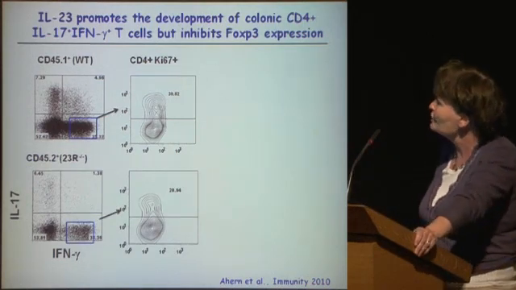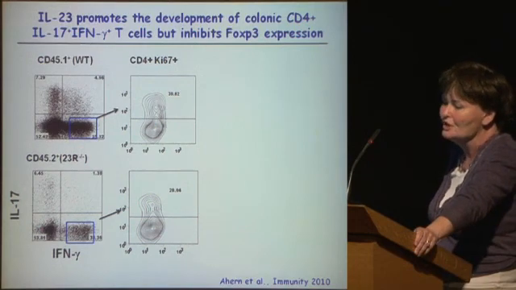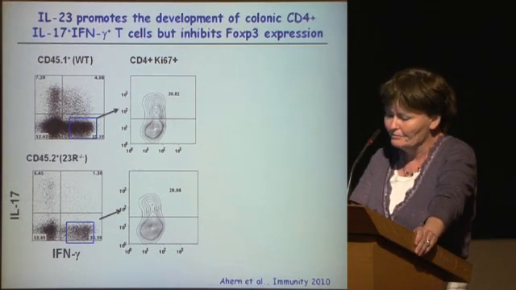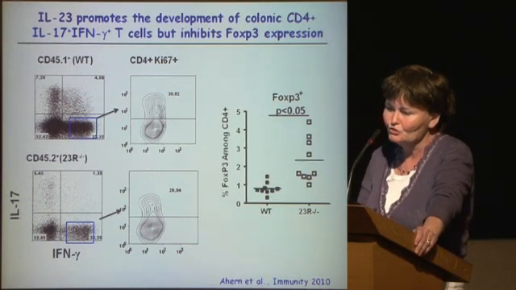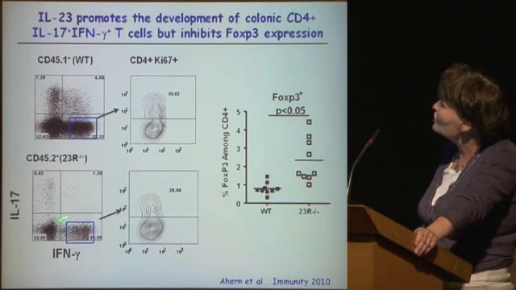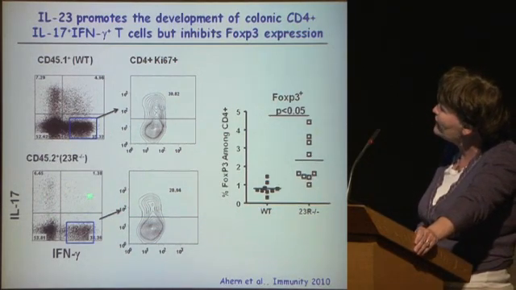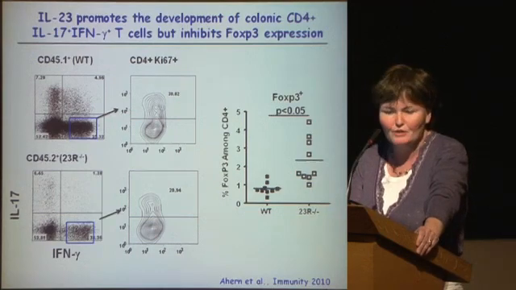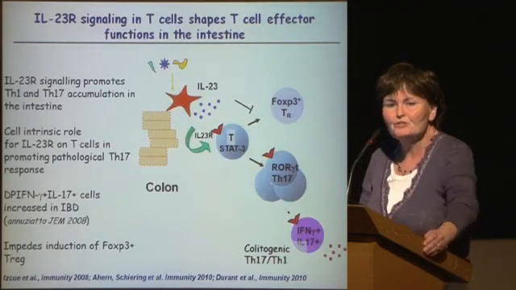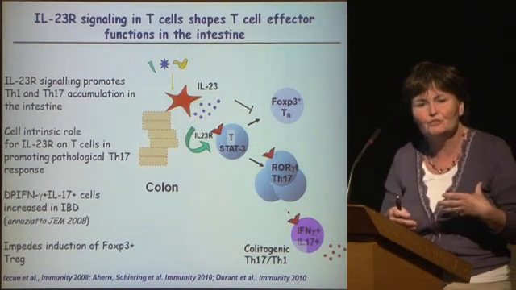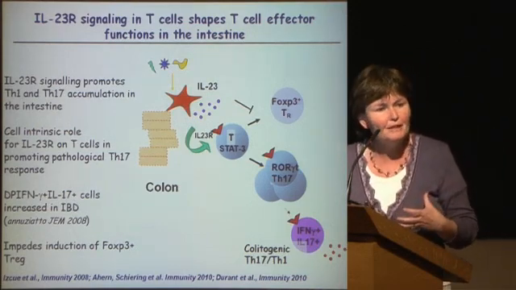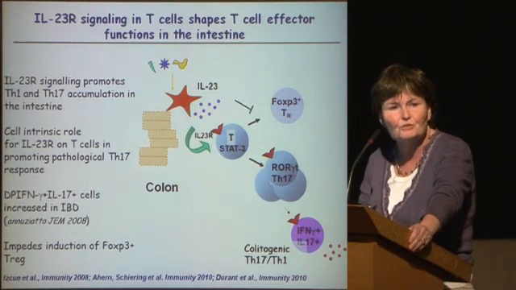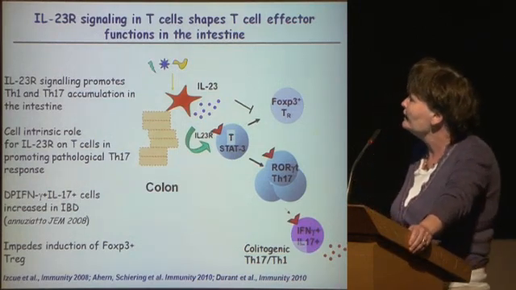In addition, there was a reduction in the capacity of all these effector populations to proliferate locally in the intestine, as assessed by expression of the proliferation antigen Ki67. And by contrast with the reduction in this effector population, there was an increase in the frequency of FOXP3 positive cells in the intestine. So we think then that IL-23 receptor signaling into T cells plays an important role in shaping the immune response in the intestine, in promoting the accumulation of T cells and in influencing their effector function.